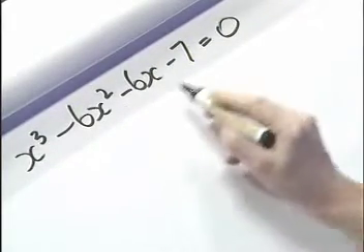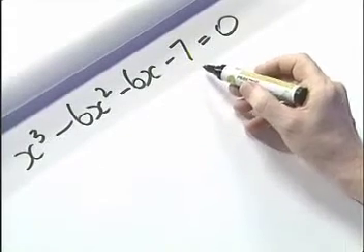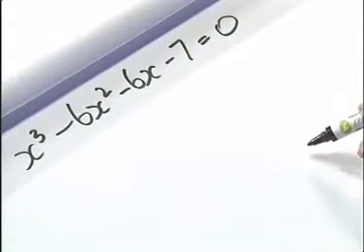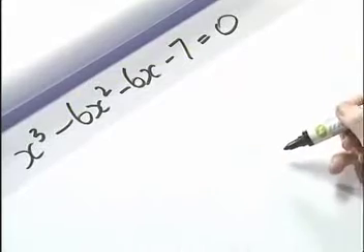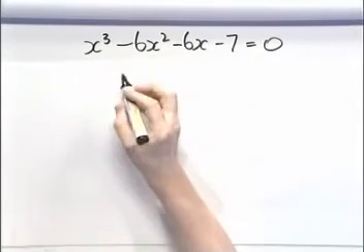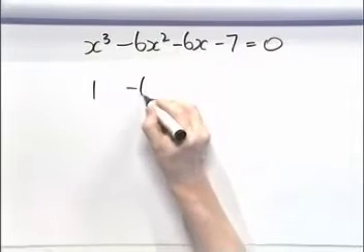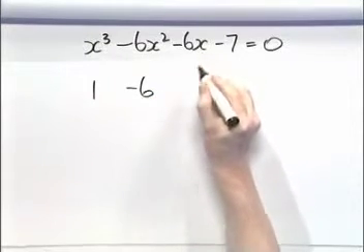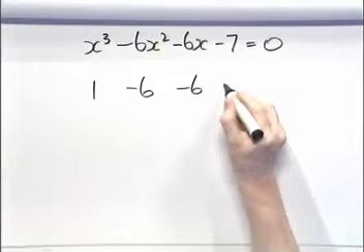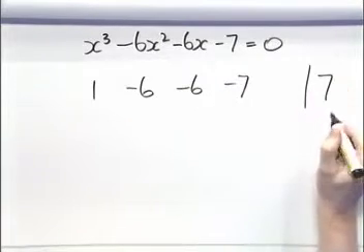So let's try 7. Rather than substituting 7 into this expression and having to work out 7 cubed and so on, what I'm going to do is synthetically divide by 7. Because if 7 is a root, I'll end up with a 0. And what's more, the division will give me the quadratic that I'm looking for. So let's synthetically divide this expression by 7. The coefficient of x cubed is 1. The coefficient of x squared is minus 6. The coefficient of x is minus 6. And the constant is minus 7. And we're synthetically dividing by 7.